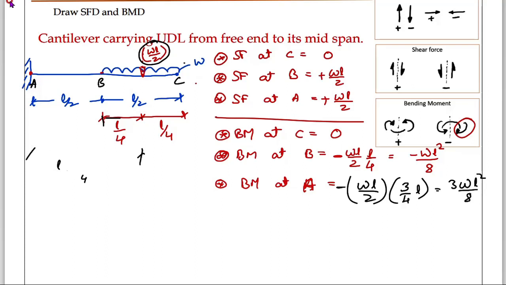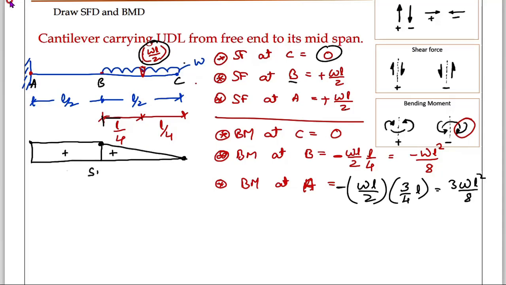Now we will draw the shear force diagram and bending moment diagram for this case. At this point 0, 0. At B point WL by 2. This is WL by 2. At C point WL by 2. Okay. Now no load, shear force variation is straight. No load, it is inclined. Okay, this is the shear force diagram.